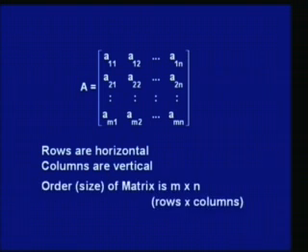The size of a matrix, or sometimes we call it the order of the matrix, is m by n, meaning thereby that there are m rows and n columns. That is why the size or order is defined as rows into columns. So, this matrix has m rows and n columns.